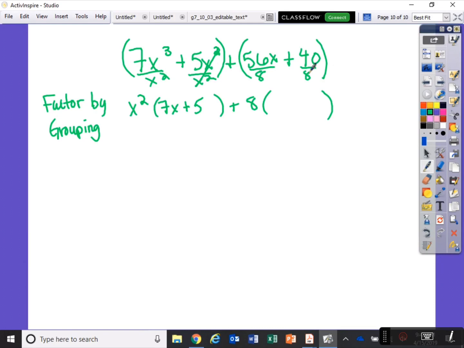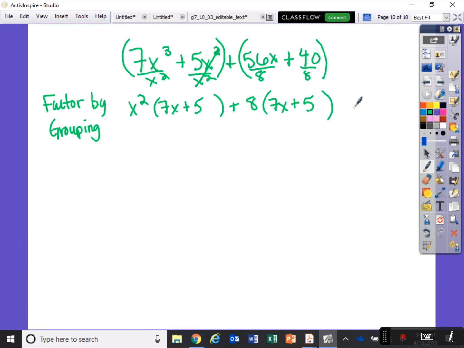So 56 divided by 8 is 7. Don't forget the x. Very good. Plus 40 divided by 8 is 5. What do y'all notice? The parentheses are the same, aren't they? Okay, now here's where it gets a little mind-blowing.